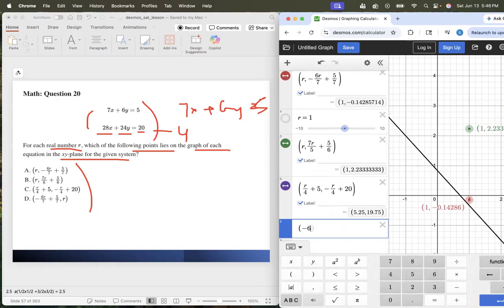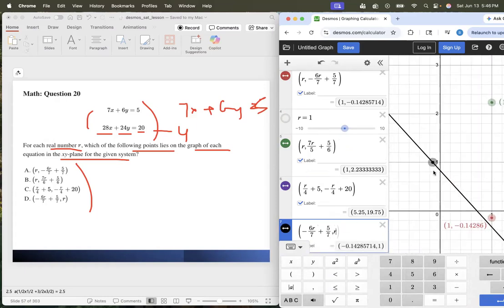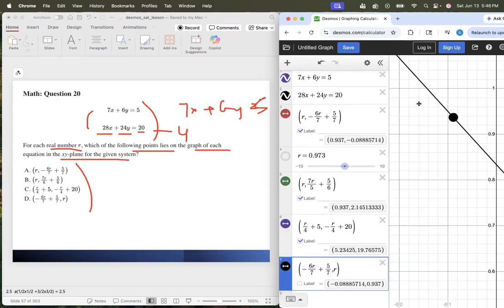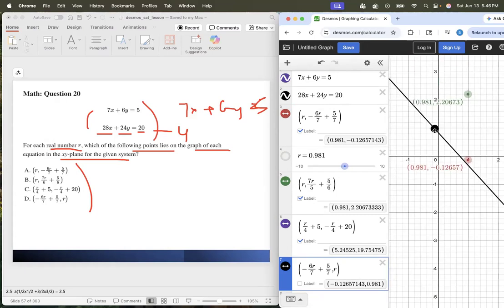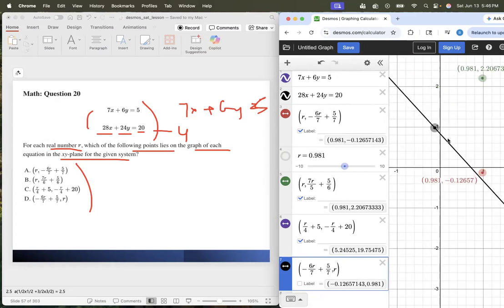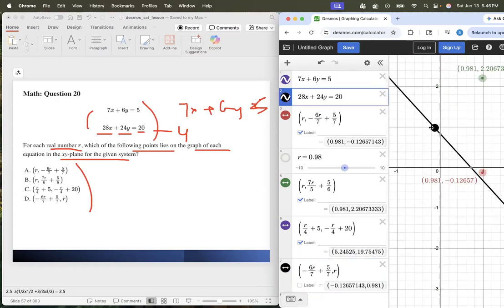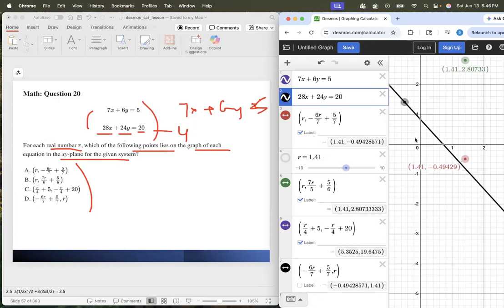Minus 6r over 7 plus 5 over 7. This is r. And you can see if you pan it, it's right on it, right here like that. And so that's your right answer. Be careful of this one, very close, but this is your right answer. It's right on the graph, right on the graph. So that's the right answer.